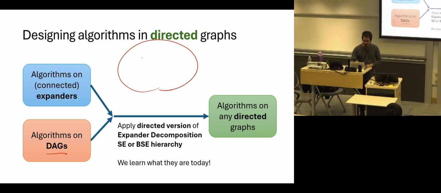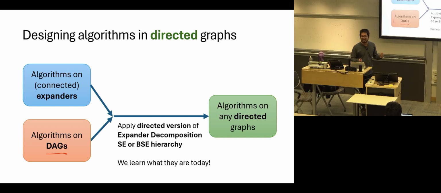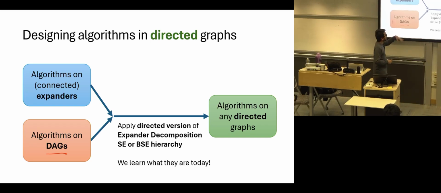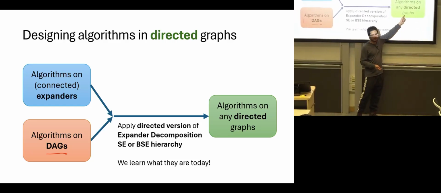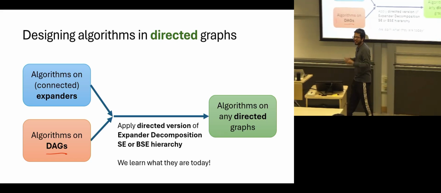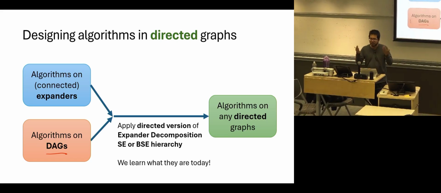The DAG is the opposite of an expander because it's a graph full of zero sparse cuts. It's very much not an expander, but it's still non-trivial. So design an algorithm on the DAG, and on a connected expander. And then it turns out that when you have both, you can make it work in any graph. How? Just use the same kind of thing that we have learned when you lift it to the directed case.